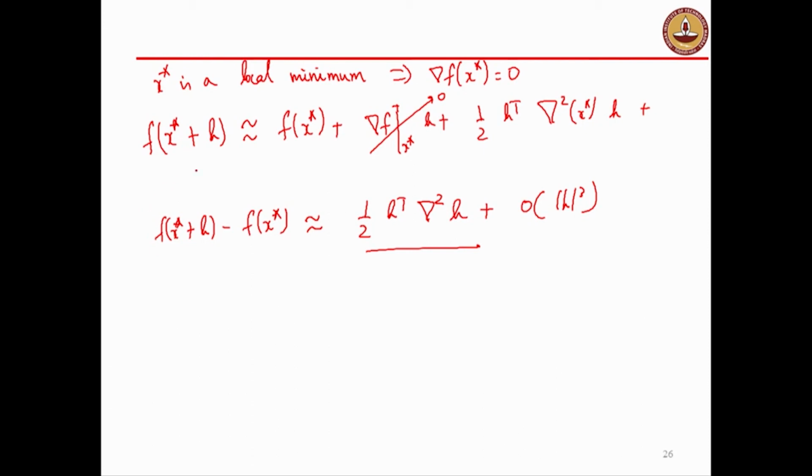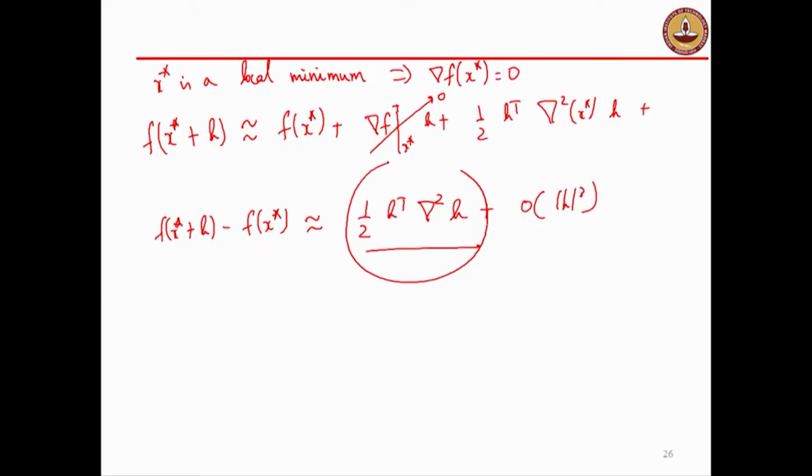Therefore, if I want to look at the sign of this, it is enough just to look at the sign of the quadratic term for very small values of h, and it is perfectly allowed, because I am only interested in local properties here. I am not talking about what happens when I go very far away from x star. I am only interested in what happens very close to x star. The sign of this will be dominated by the sign of the quadratic term. So for this to be non-negative, this has to be greater than or equal to 0.